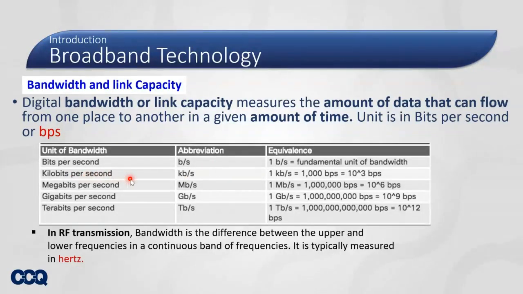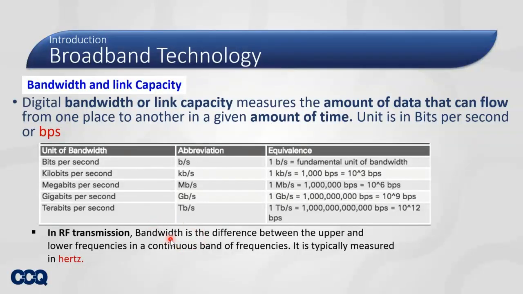The kilobits per second is 1000 bits per second. The mega is 1 million. Giga is 1 billion. Tera is 10 power 12 bits per second. These are the units that can be used for capacity. As the capacity is higher, this is better for your network.